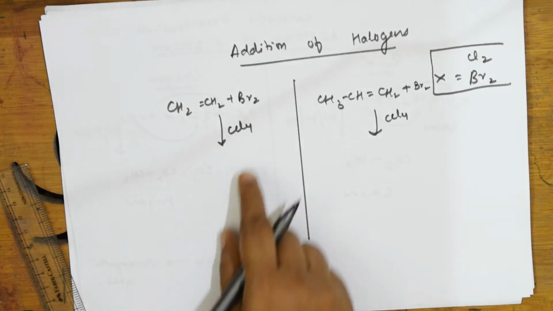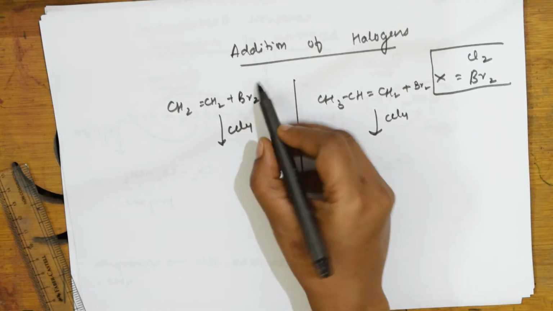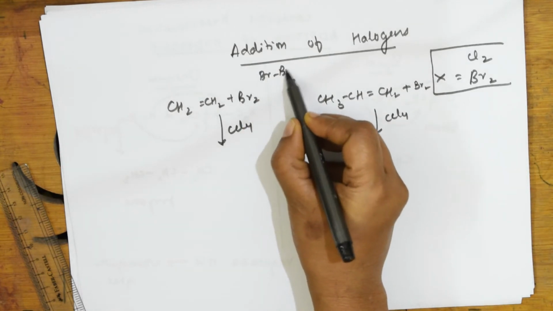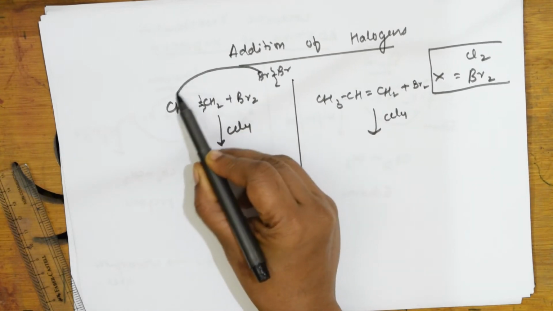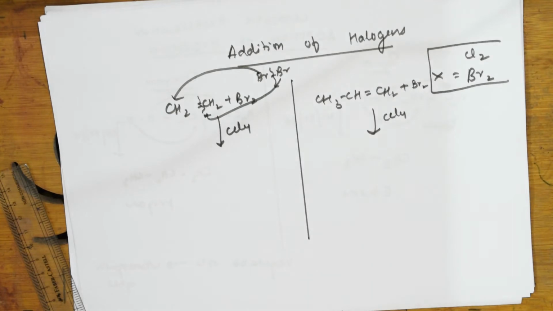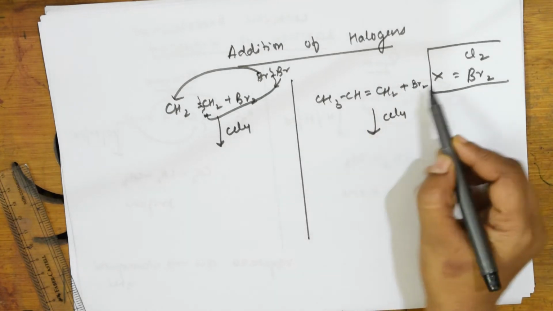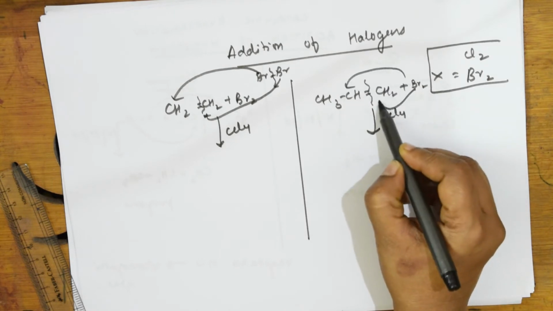So what happens in the presence of this Br2? It is basically bromine and bromine, isn't it? There is a cleavage of the bond here. One bromine goes and adds here, and one more bromine comes and adds here. Here also the same condition: Br and Br, there is a cleavage. One bromine comes and adds here, the other bromine comes and adds here.